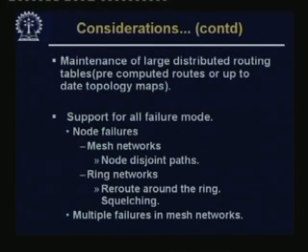Other important considerations are maintenance of large distributed routing tables, that is pre-computed routes or up-to-date topology maps. You have to maintain this dynamically, because a network is a very dynamic thing. As links come up or go down, or nodes come up or go down, this may have to be recomputed and stored in a distributed fashion. And of course, we would like to have support for all failure modes: node failure, for mesh networks, for ring networks, or it may of course be link failures.